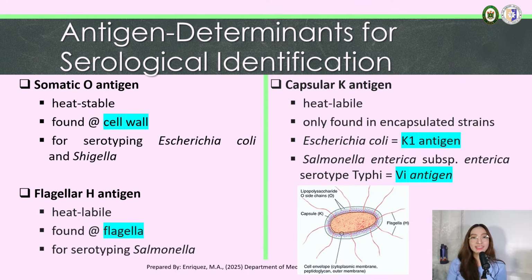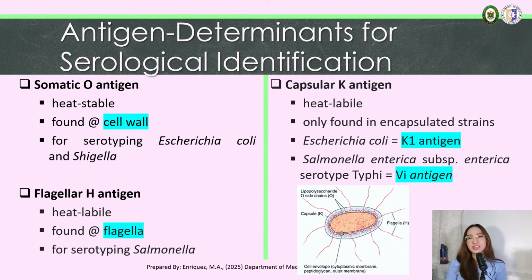Let's now talk about antigen determinants for serological classification. There are three antigenic determinants that can be used for the serologic identification of infections that may be caused by Enterobacterales. And these are antigens that can be found on different parts of the bacterial cell. One of these is the somatic antigen, which can be found on the cell wall. Okay, ulitin po natin. The somatic antigen is located specifically on the cell wall.